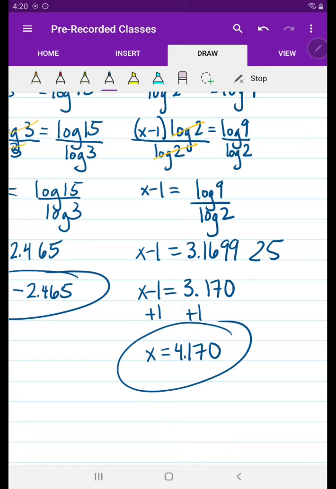So that's it for the examples in this section. So hopefully that helped you out, and you can go ahead and try the homework on your own.